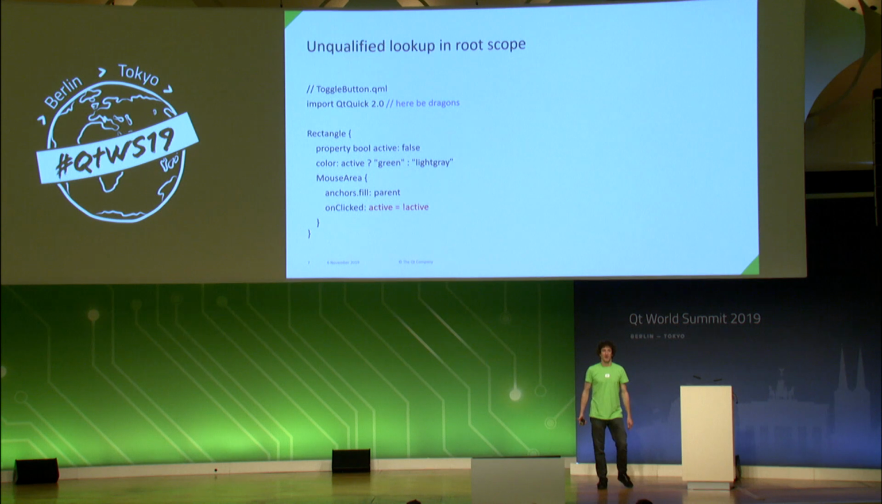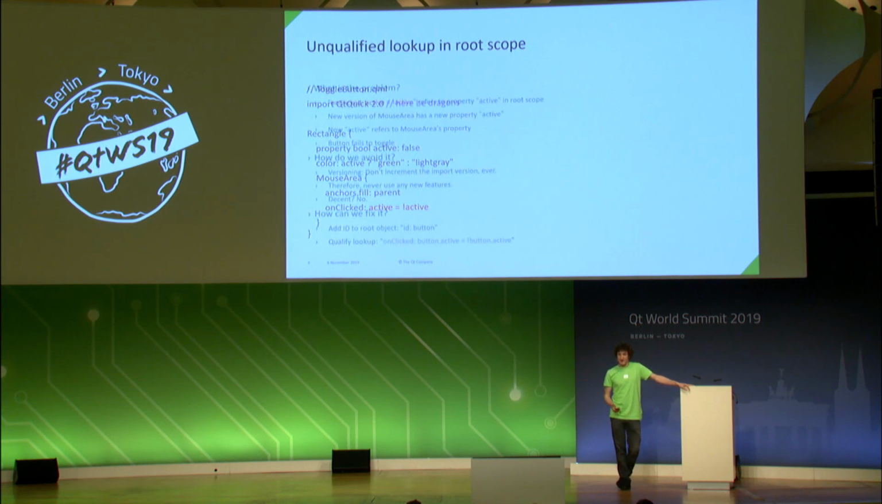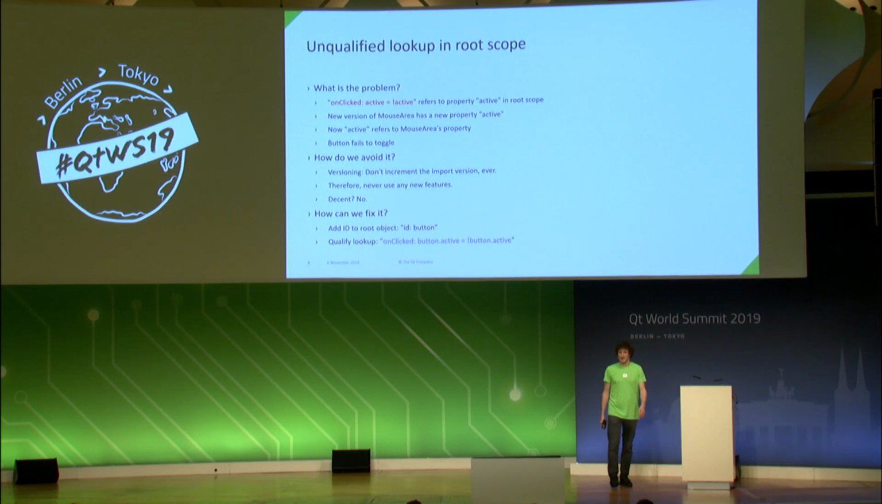But now, if you were to update your version of Qt Quick and your mouse area gained a property active in some future version of Qt Quick, which is not that far-fetched, then this code would do something entirely different. And you would never know. So to reiterate, this active refers to the property active in the root scope of the component. A new version of mouse area might add that property. Then the button fails to toggle.